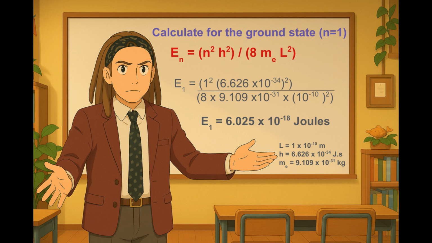E1 equals 1 squared times 6.626 times 10 to the negative 34 squared over 8 times 9.109 times 10 to the negative 31 kilograms times 1 times 10 to the negative 10 meters squared. Performing this calculation, we get E1 in joules. E1 equals 6.025 times 10 to the negative 18 joules.